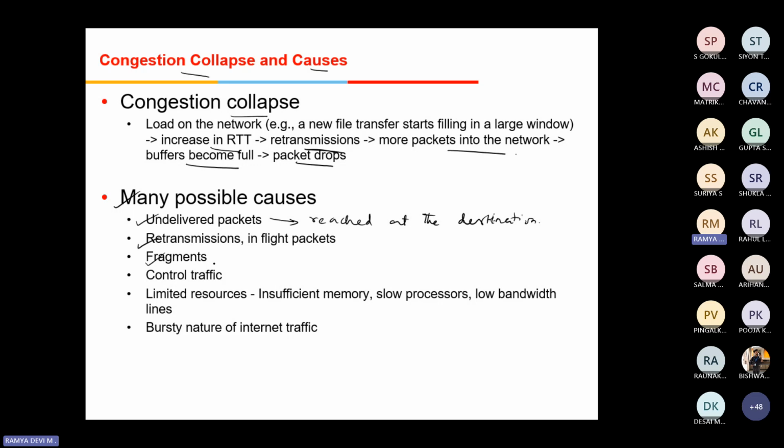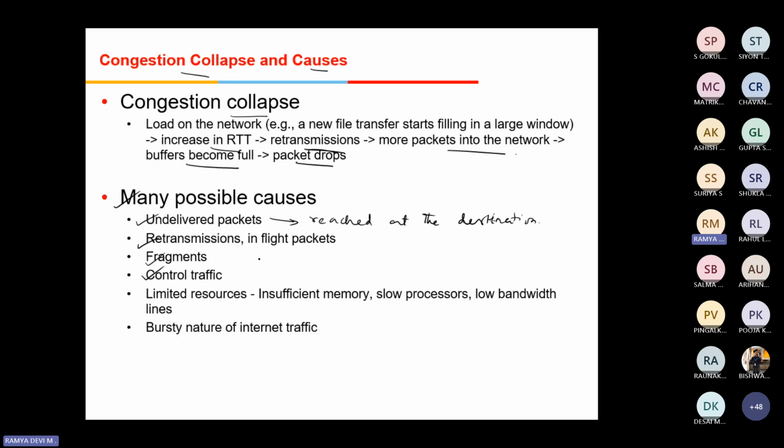So if some other source is sending packets, due to buffer capacity, there will not be any available buffer space inside the router's buffer. So some packets would have been dropped. So it will trigger the timer. A timer expires, it will trigger the retransmission.